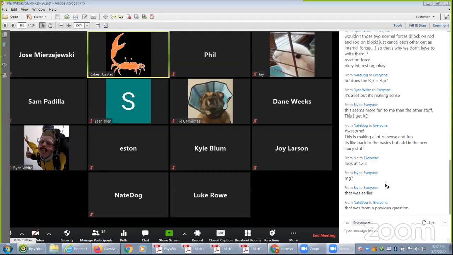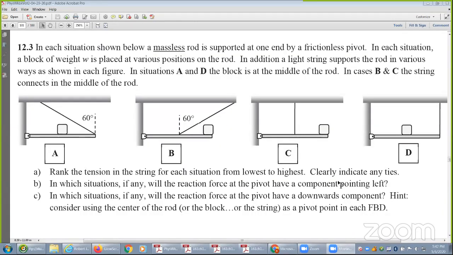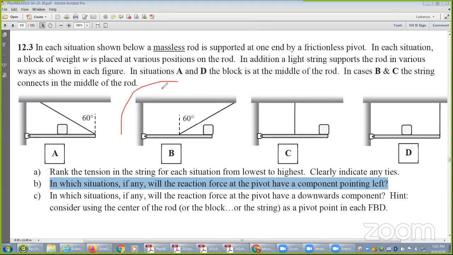All right. And so hopefully this one's not too bad. In which situations will it have a component pointing left? Well, let's think. This one. Why? Because the tension's pulling to the right. So in this case, if the string is pulling outwards, this reaction force is probably going this way.